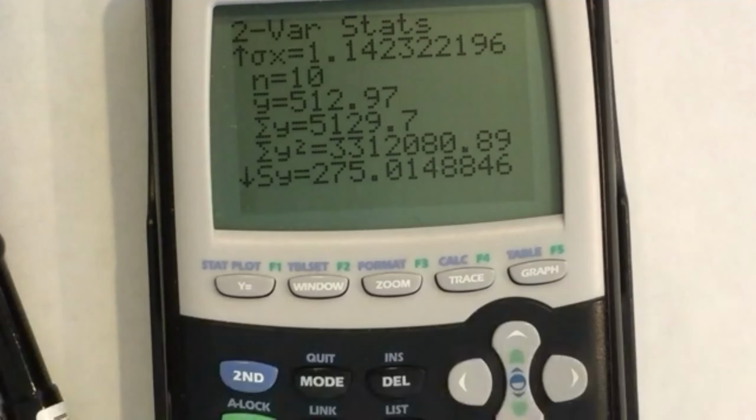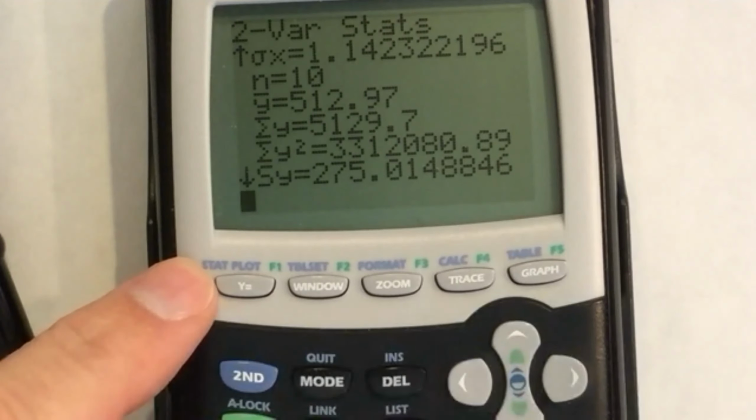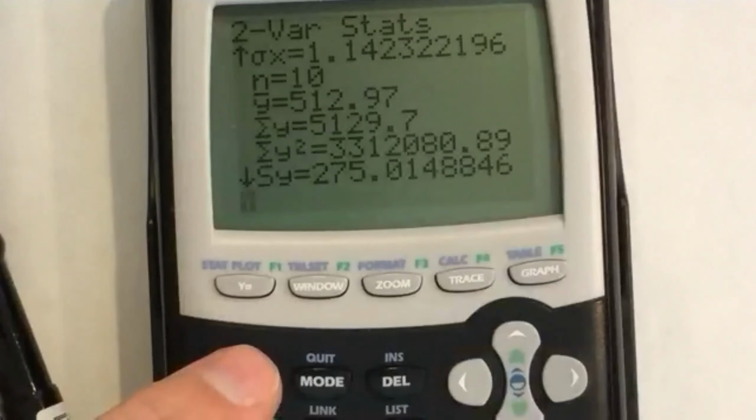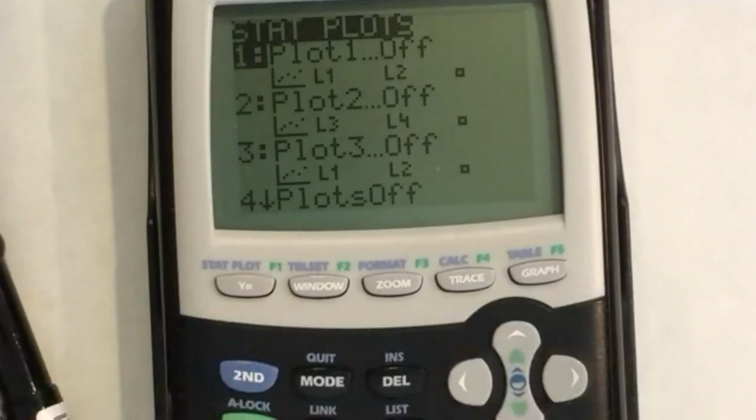We want to look at the relationship between X and Y. So we want to make a stat plot of these and see a scatter plot of these and see kind of what it looks like. What you're going to do is use this stat plot button. It's right above the y equals. So you're going to say second, stat plot.